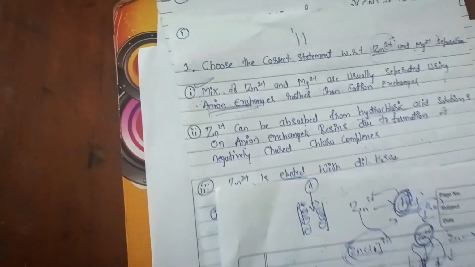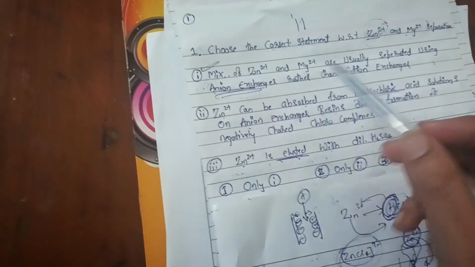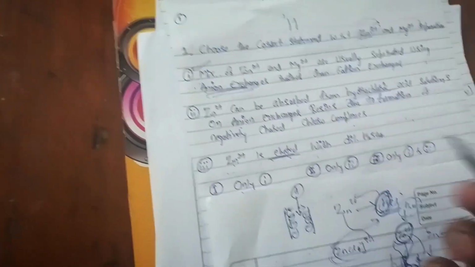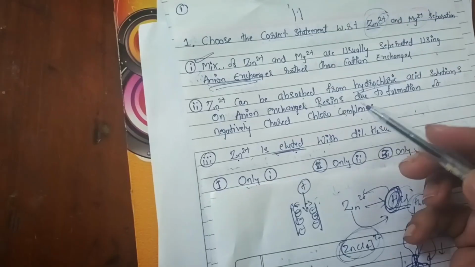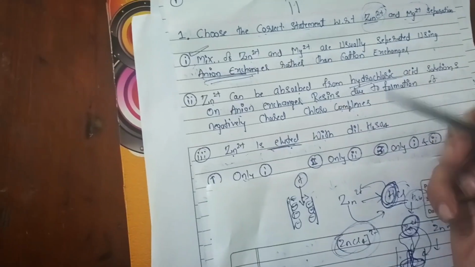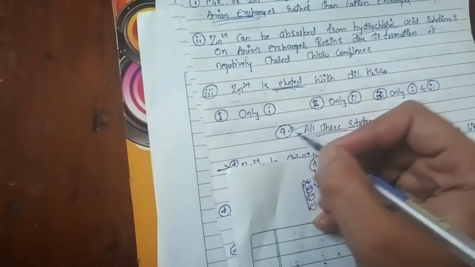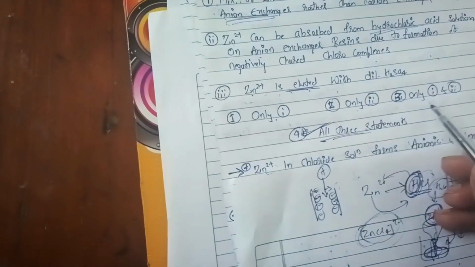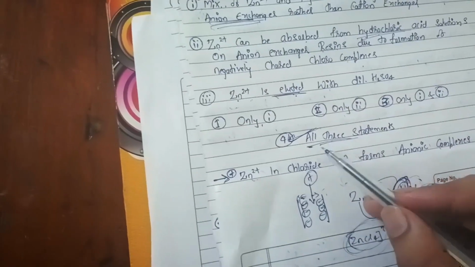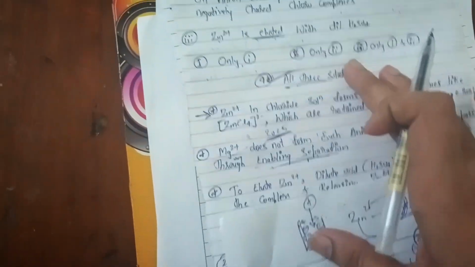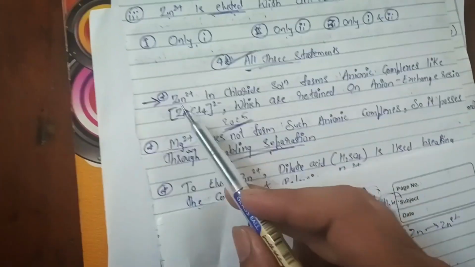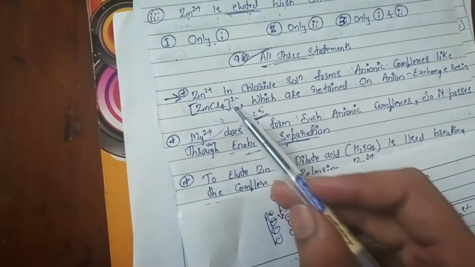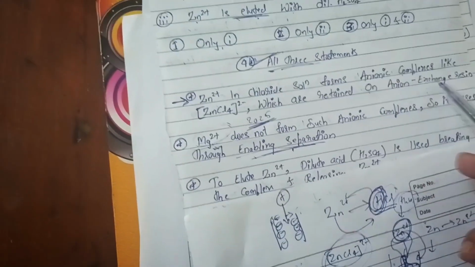So there is a trick: even if you don't know the answer, you can assume the correct answer by seeing the options, because most options are related to one another. The answer will be 4, that is, all three statements are correct. The others say only first is wrong, only 2 is wrong, only 1 and 2 are wrong. And this is the conclusion: Zn2+ in chloride solution forms an anionic complex like ZnCl4 2-, which is retained on the ion exchanger.